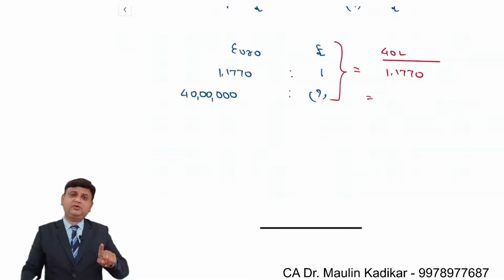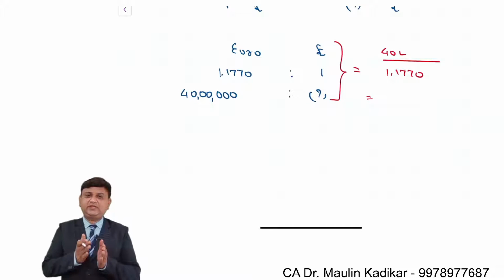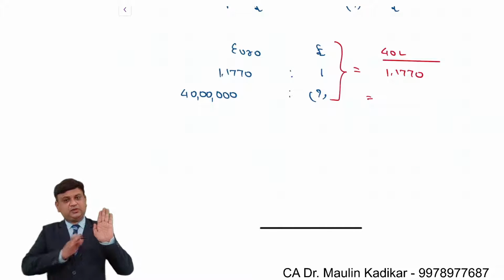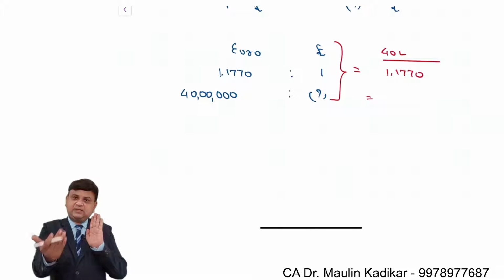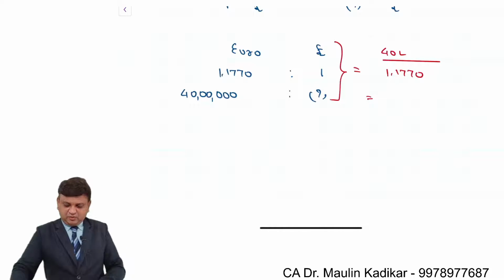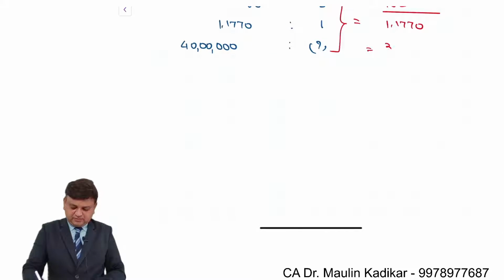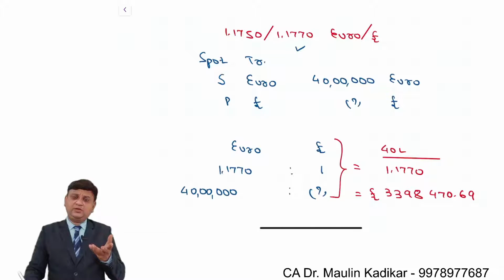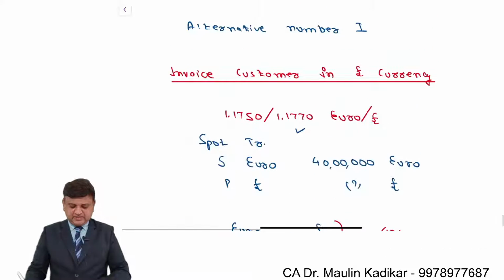Dear students, we are not going to receive the consideration today. Just using the spot exchange rate, we will raise the invoice to the customer in pound currency. And our customer is going to make payment to us in pound currency at the end of the 6 months. That is the way we have to understand. So it is 40 lakhs divided by 1.1770. That comes to 33,98,470.69. This is the amount of the pound that we are going to receive. In the first alternative, when are we going to receive it? After 6 months. That is the first alternative.